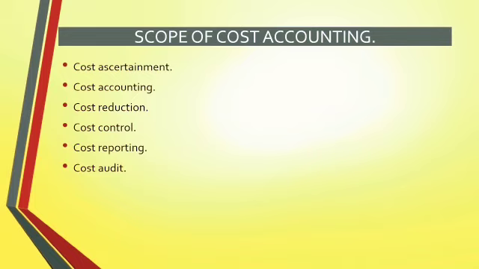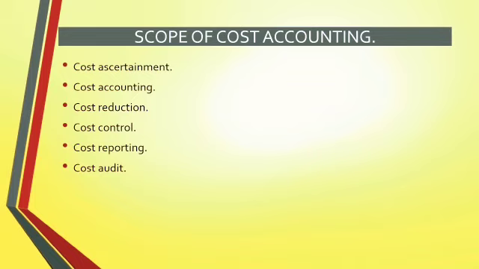The second one is cost accounting. It is the process of accounting for costs which begins with the incurrence of costs and ends with the control of costs. It maintains proper account of cost by linking them with cost centers. The third one is cost reduction. Cost reduction is the achievement of real and permanent reduction in the unit cost of goods produced or services rendered without sacrificing quality.